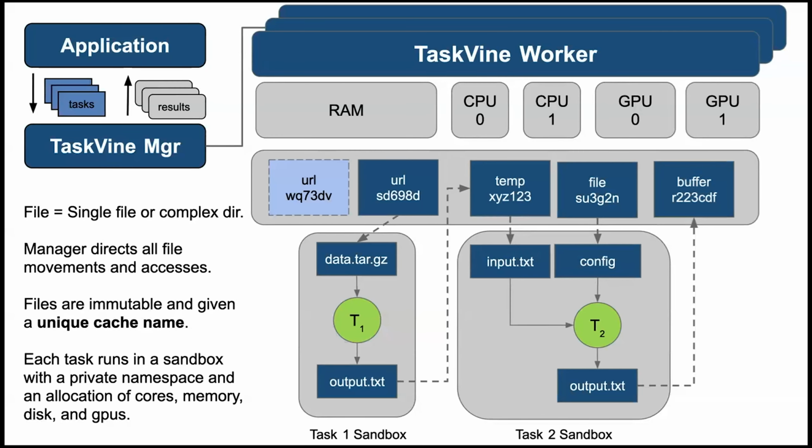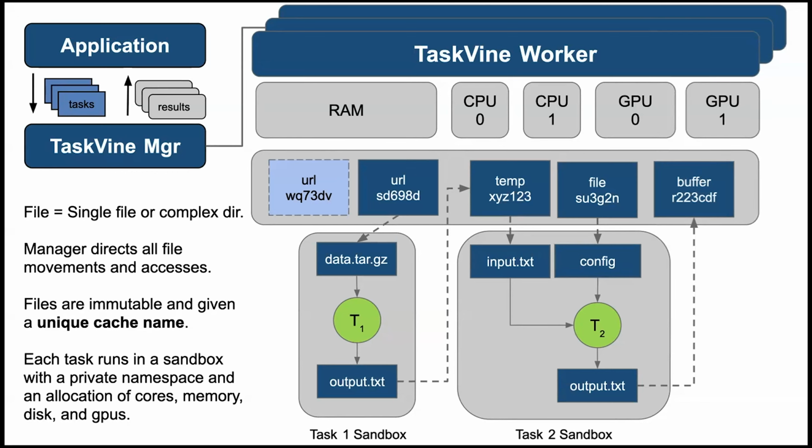Just to zoom into one little worker here to give the idea, a given worker manages resources. So you can see it has memory, CPUs, GPUs, and then it also has a shared cache directory maintained on that node. And you can see all the entries in that shared cache directory have a unique name that is derived from either their content or their metadata.